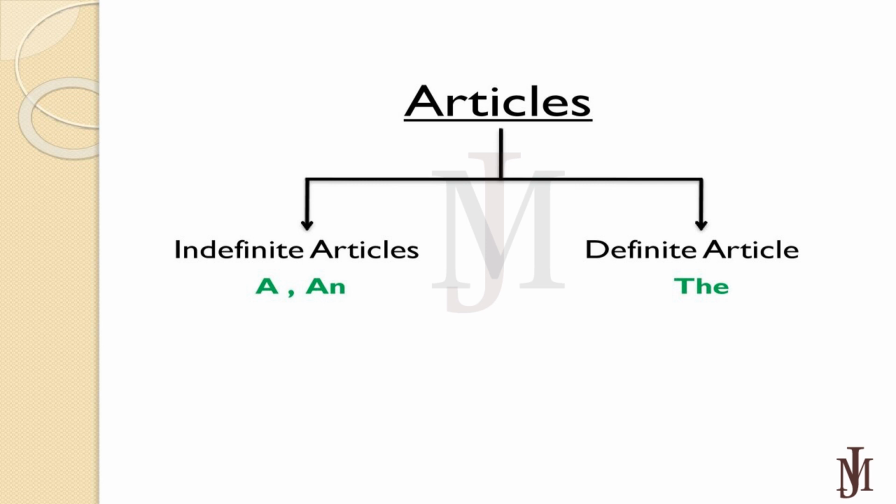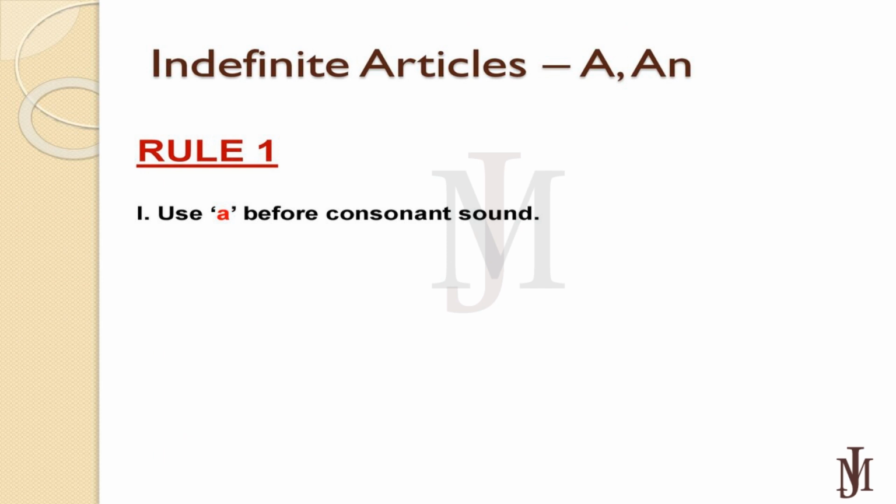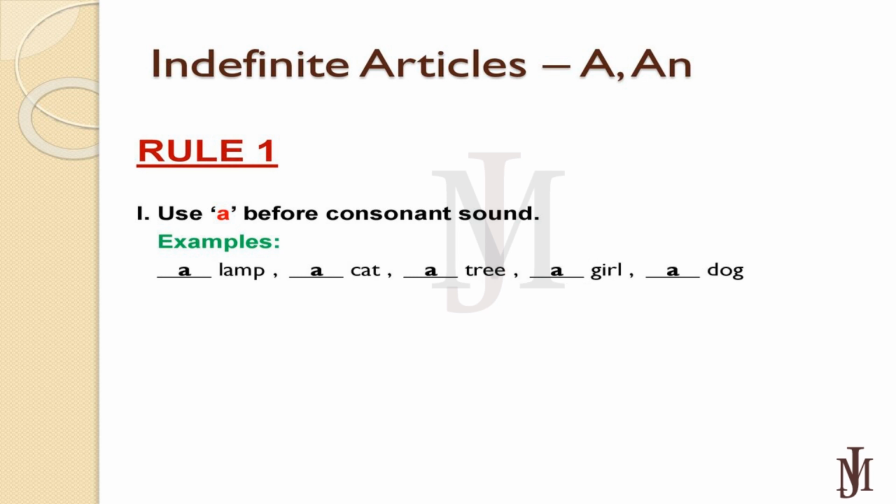In this class, I shall discuss the use of indefinite articles a or an. At first, we shall see where to use a and where to use an. Rule number 1. Use a before consonant sound. First, there is a set of examples. Look at the words. All these words here start with consonant sound. So we say a lamp, a cat, a tree, a girl, a dog.